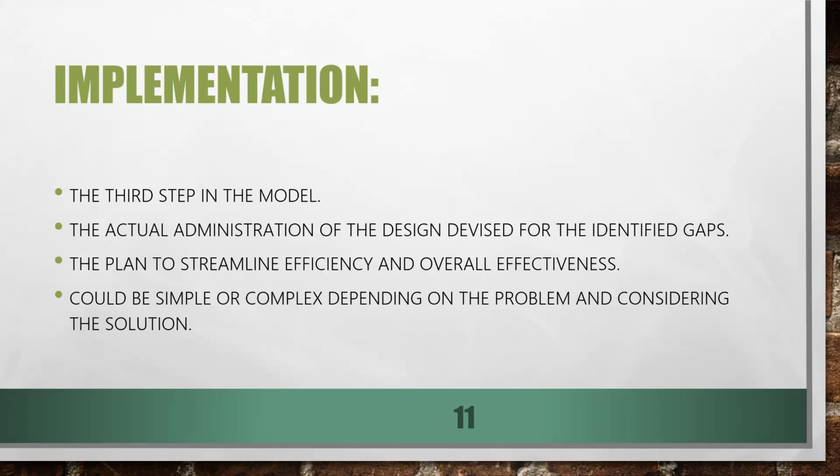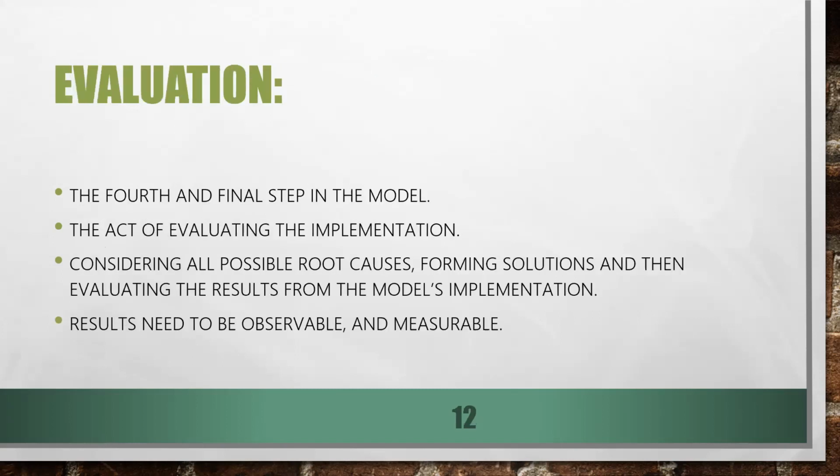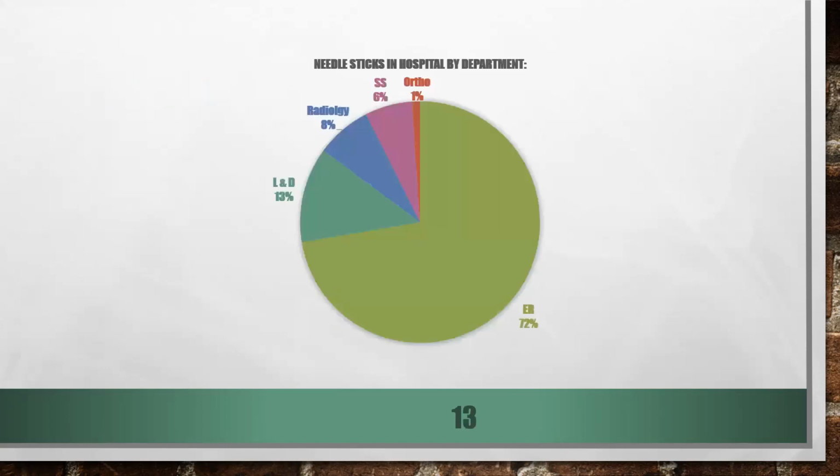And then lastly, we have evaluation, the fourth and final step in this model. So considering all possible root causes, forming solutions, and then evaluating the results from the model's implementation phase. Results do need to be observable and measurable to see if we've made real progress.